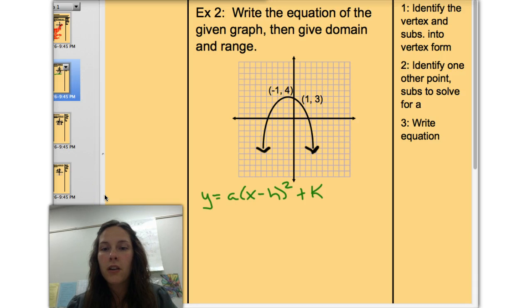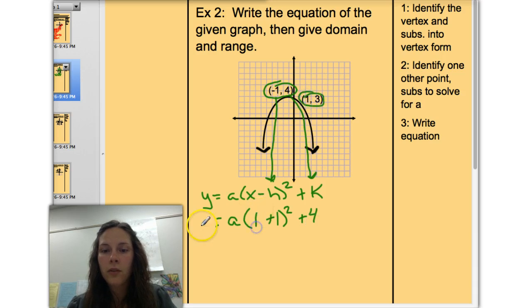So I'm going to start again by figuring out what that vertex is. The vertex in this case is (−1, 4). So that −1 is going in for h, and it will become opposite. The 4 is going in for k, and it will be normal. a is what we don't know, so we're going to come back to that. And the other point we have on this function is (1, 3).